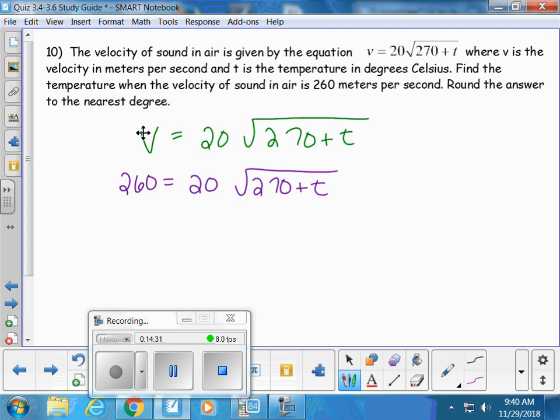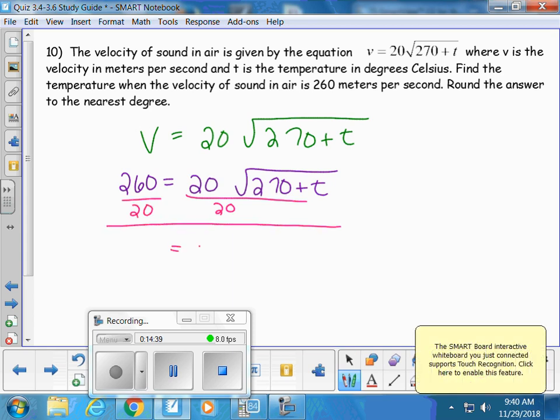Did you say divide by 20? That's what needs to happen first. That 20 needs to be gone to the other side. We're going to divide by 20 on both sides. That'll leave a radical 270 plus t on the right. 260 divided by 20 is going to be 13.